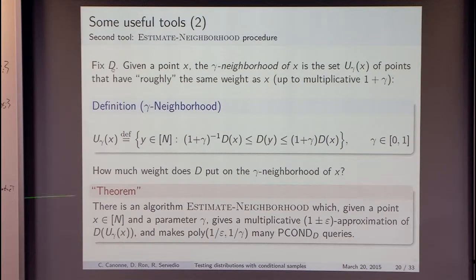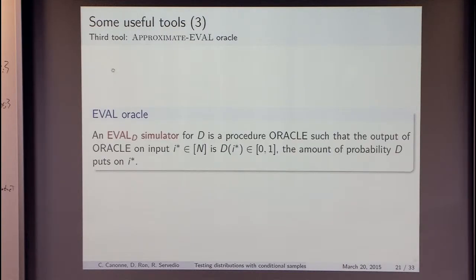While you ponder this horrible lie that I've told you, let me move on to the very last tool, and I think the minute or two I have left. This last tool is sort of an approximate oracle for evaluation of the distribution. So what would an exact evaluation oracle be? Well, it would be the simplest thing in the world, right?